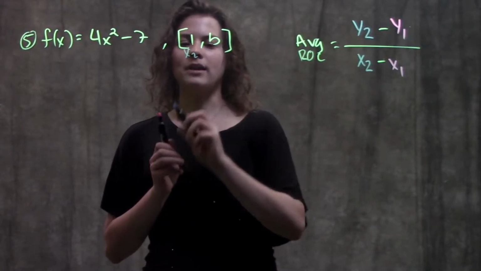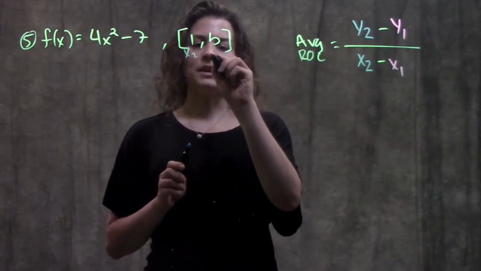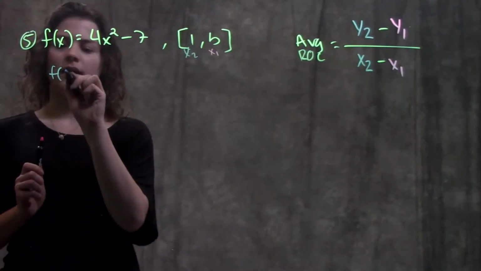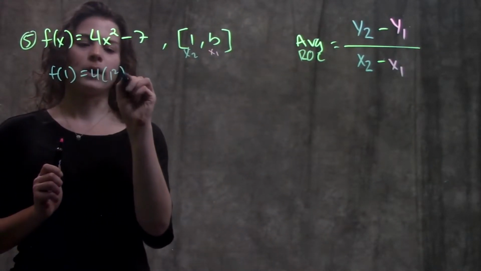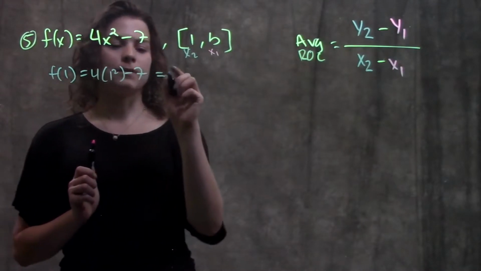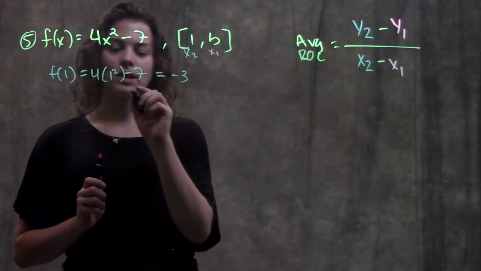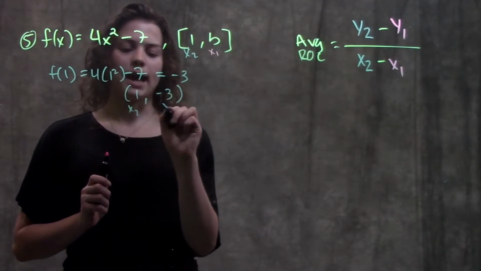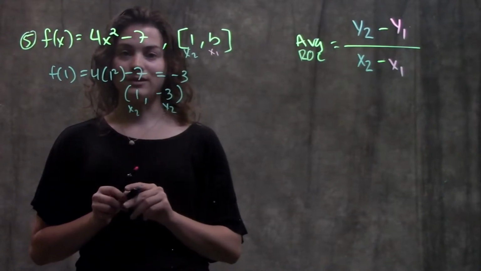I'll label this value as my x2 and b as my x1. When I plug in 1 into my function, I'll get 4 times 1 squared minus 7. Simplifying this out, this will give me negative 3. So now I have the point (1, -3) as my x2 and my y2 values.